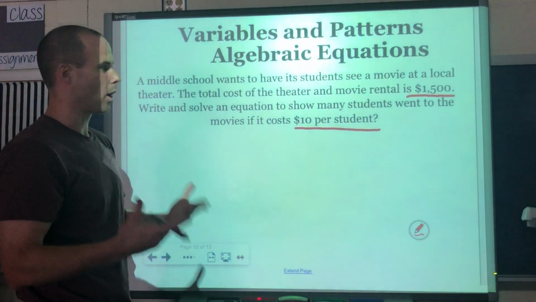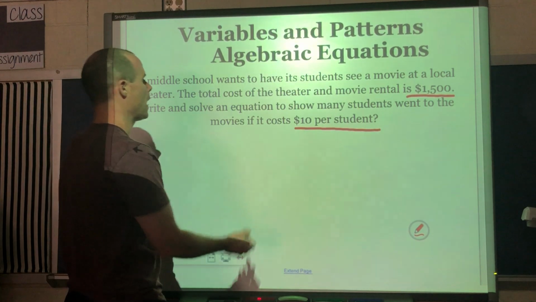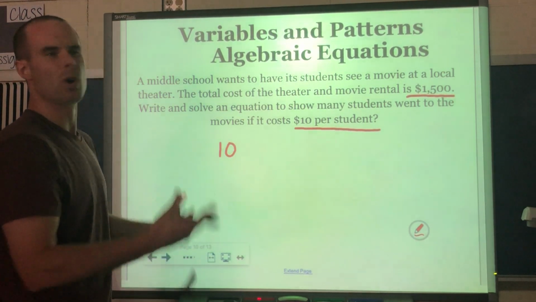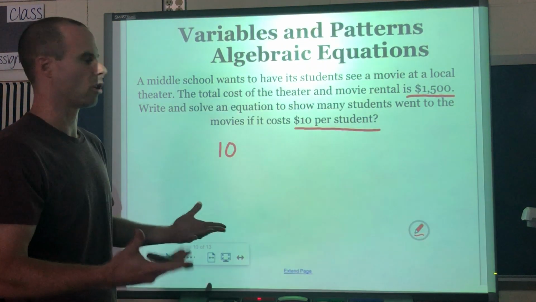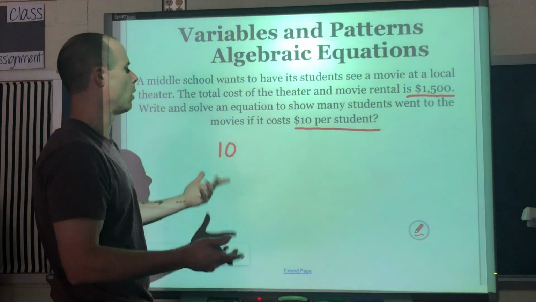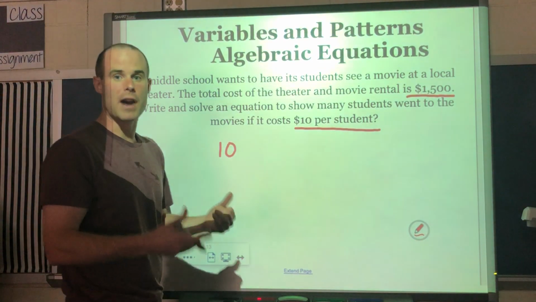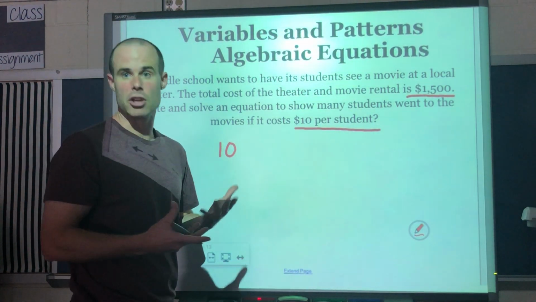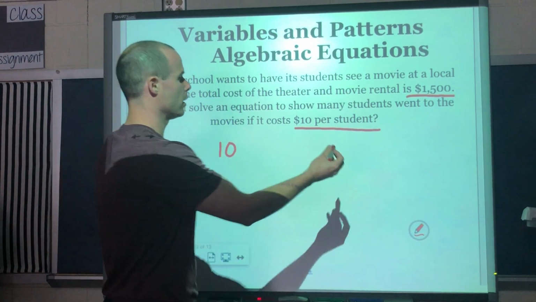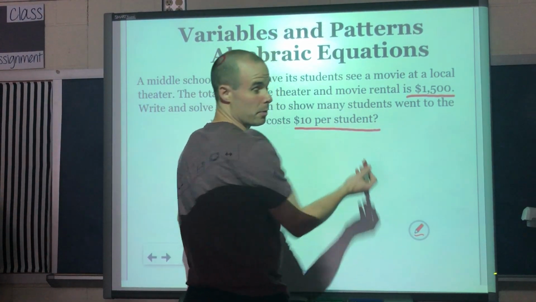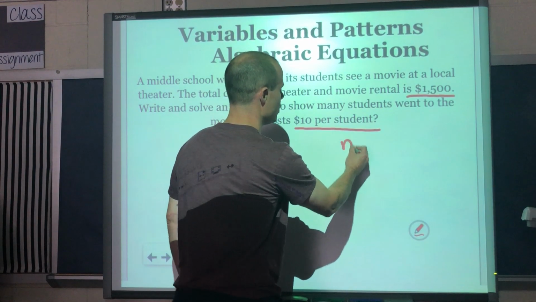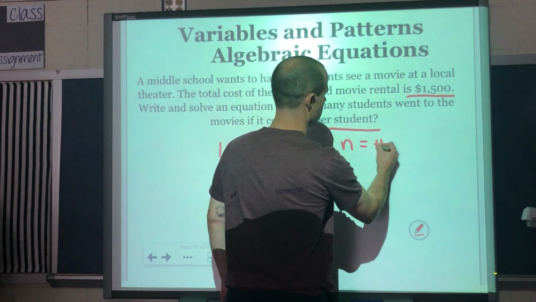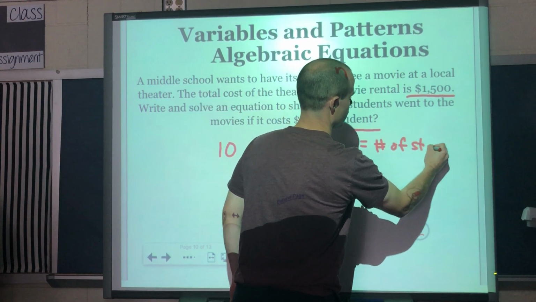So I'm going to start by writing our equation. I know that it's going to cost $10 for every student, but we don't necessarily know how many students are going. That's something that we're trying to figure out. So what I need to do is define my variable. A variable in this problem could change depending on the situation. So for number of students, because we don't know what that is, I'm going to use the letter n. So n is going to equal the number of students.